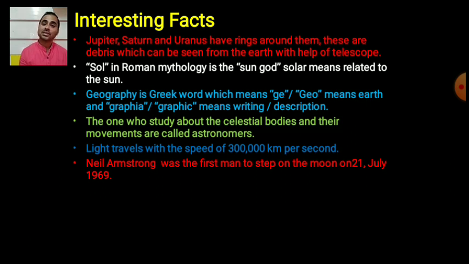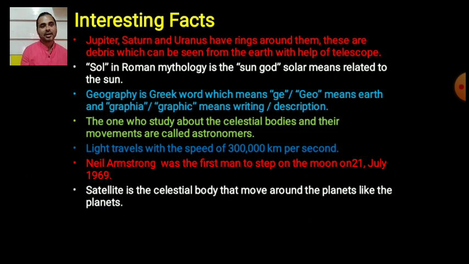Do you know who is the first man who landed or kept his foot on the moon? Yes, he was Neil Armstrong. In which year? 1969. Which date? 21 July. Neil Armstrong was the first man to step on the moon on 21 July 1969. Interesting? Yes, very interesting. You must remember this. Come to another one. A satellite is a celestial body that moves around a planet.